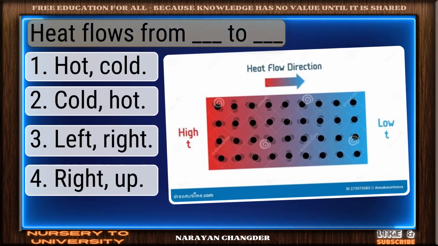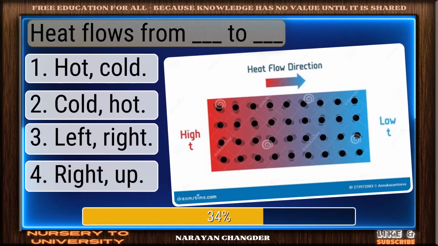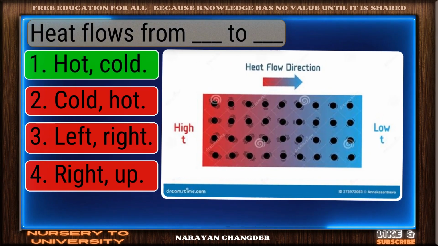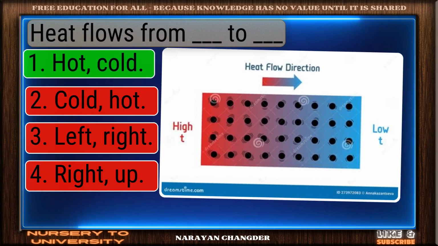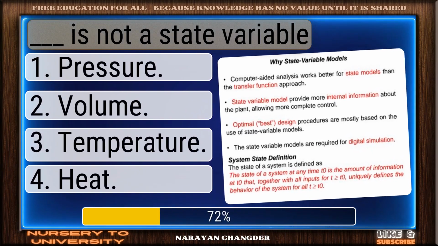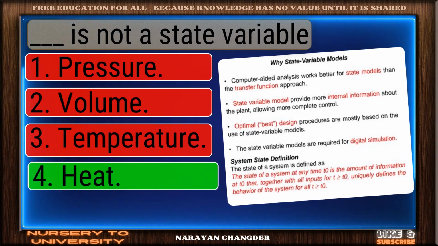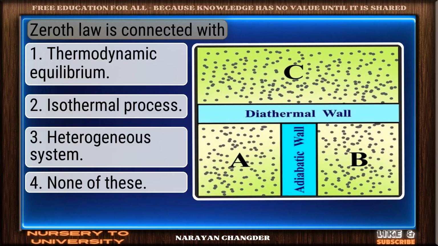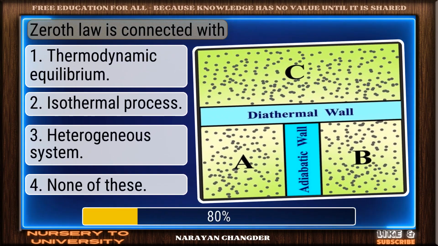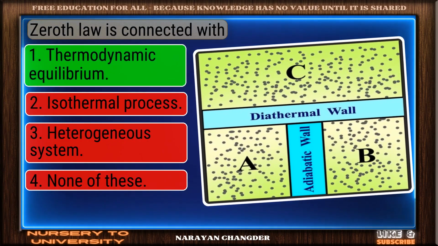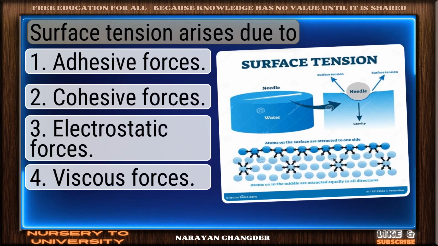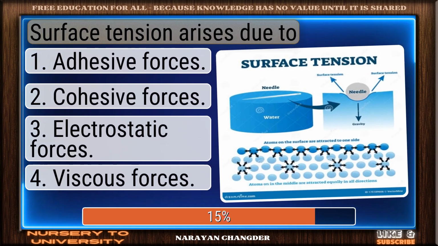Heat flows from dash to dash. Great job. Hot, cold is the accurate answer. Dash is not a state variable. Good job. Your answer heat works well here. Zeroth law is connected with. You chose thermodynamic equilibrium, and it is correct. Surface tension arises due to.